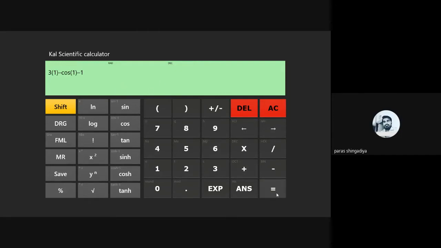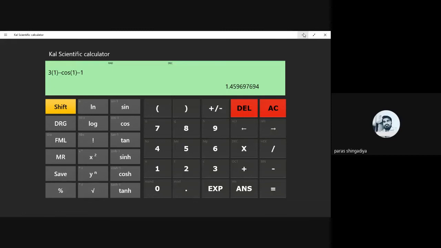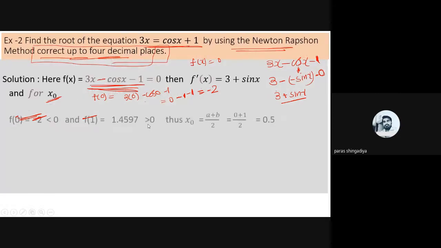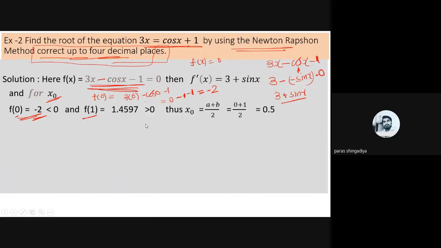So 3 of 1 minus cos 1 minus 1. Okay, so it will be 1.459697. Just round off up to the 4 decimal, so it will be 1.4597. Because after the 6 there is a 97694 value, so we can consider it as 1.4597. So the answer of f of 1 is 1.4597, and it is a positive value, so our root lies in between 0 and 1.